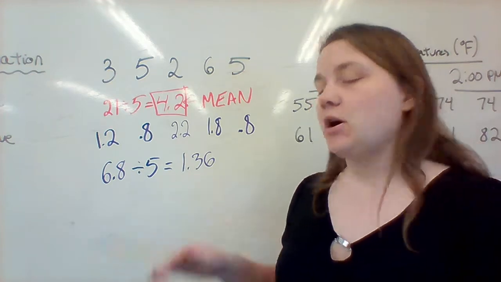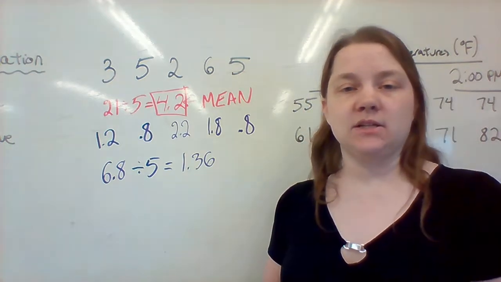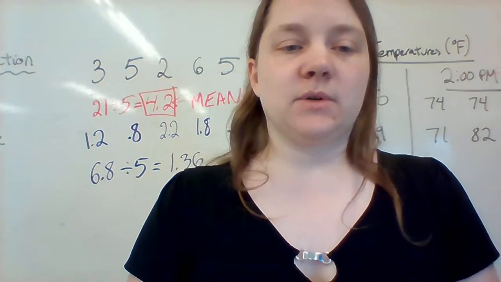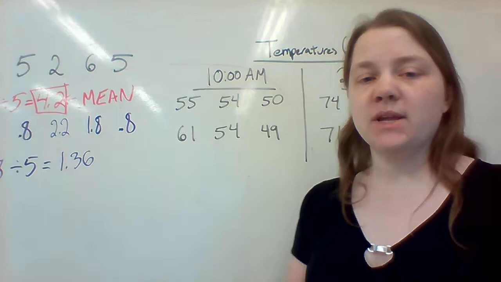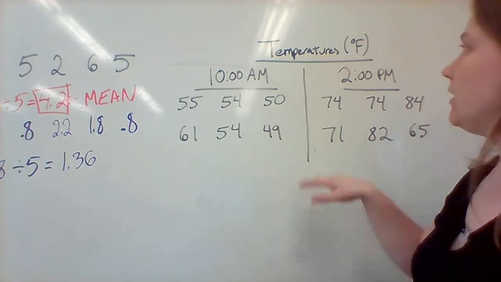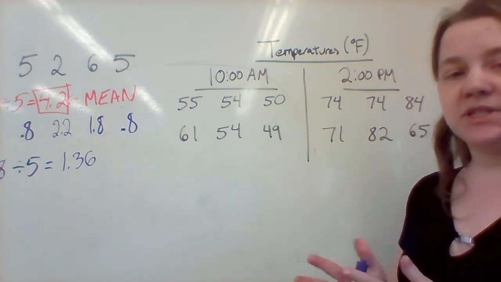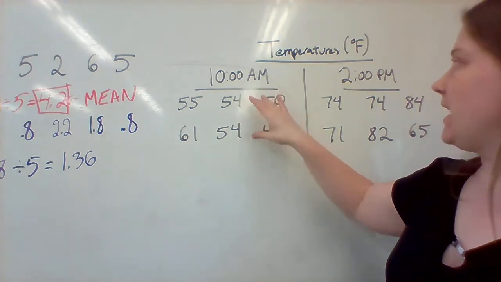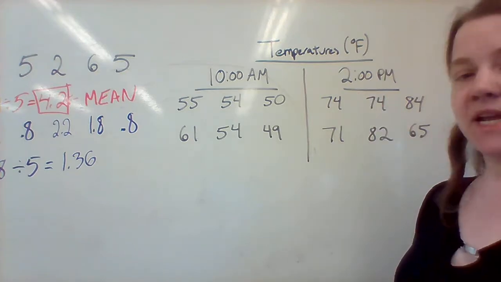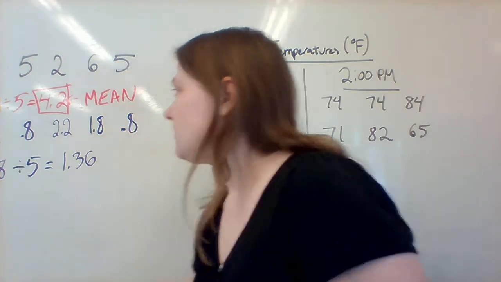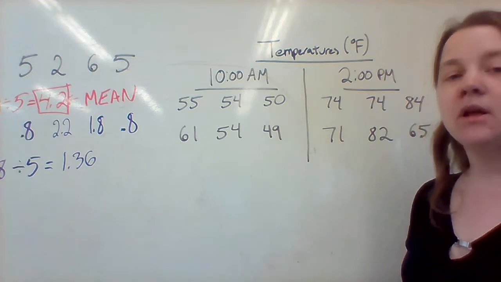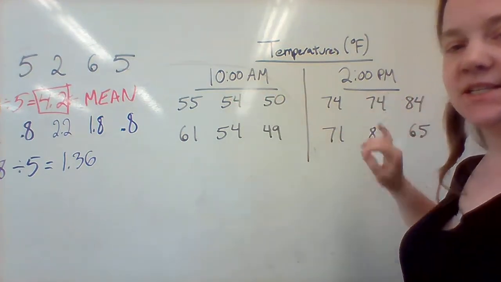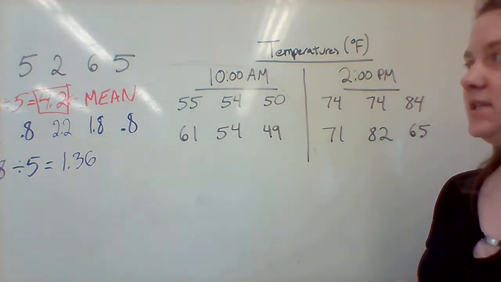And if this number is smaller, we're going to know that the data is more joined up together and is more closely related. So we're going to come over here, and we have two sets of numbers. This is the temperatures taken at two different times of the day. We have temperatures taken at 10 a.m. and temperatures taken at 2 p.m. And what we're going to do with this information is find, for each one of these sets, the mean absolute deviation.